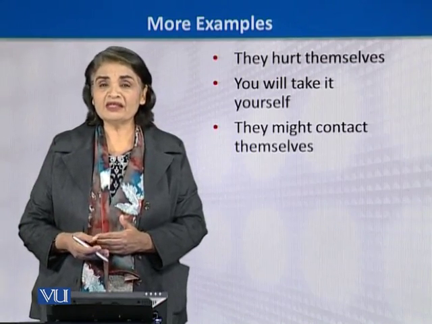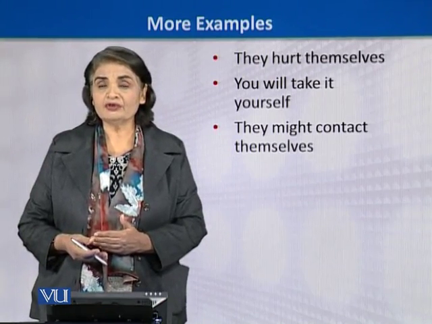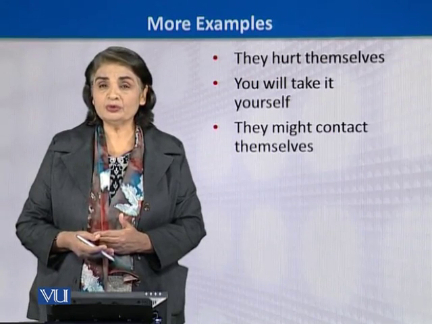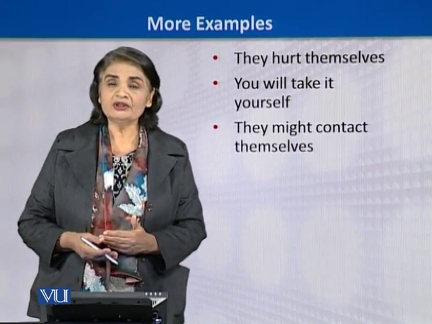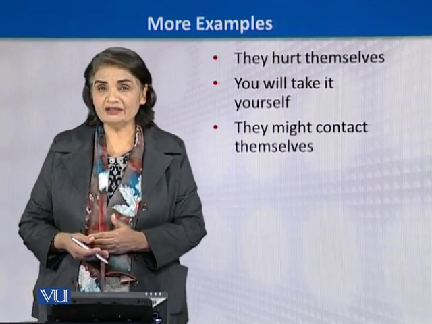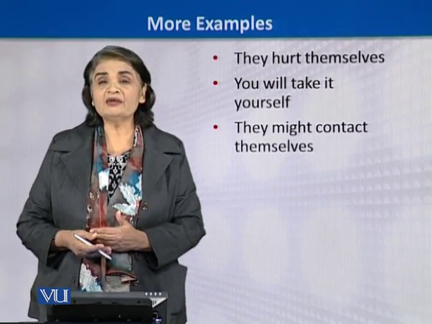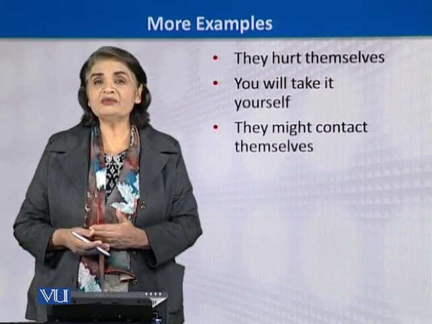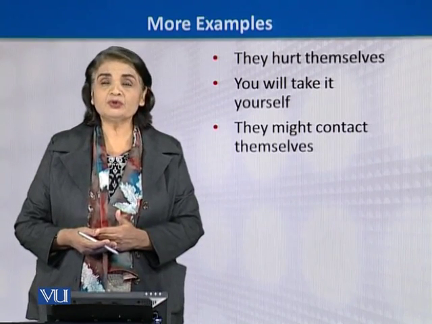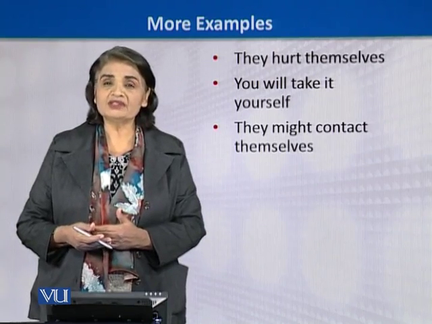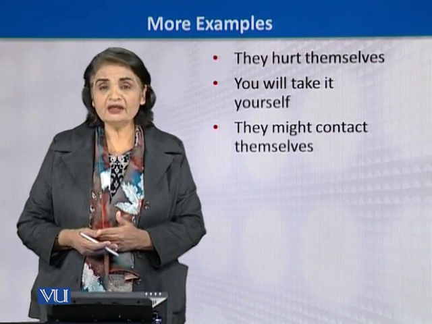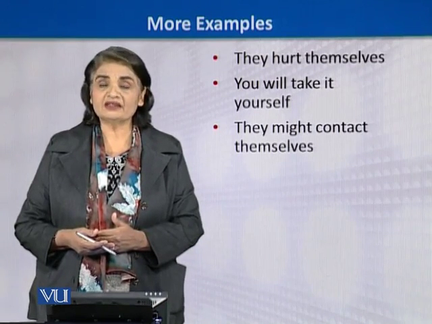So I, myself; he, himself; we, ourselves, because it has to be plural. Because we is plural, therefore it cannot be ourself. It has to be ourselves. And they, themselves. It can't be themself because that will be incorrect. Because they is plural, so it will be themselves. You, yourself.